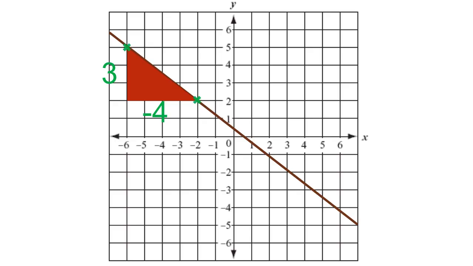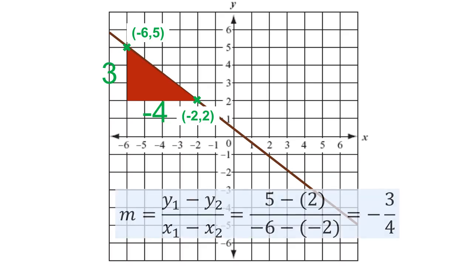There's a negative 4 units because it's going to the left. And let's see now. The points are (-6, 5) and (-2, 2). When we calculate the gradient, it should give us 5 minus 2, the y minus y. It gives us a 3. The minus 6 minus 2 gives us that minus 4. And all together we have minus 3 over 4.